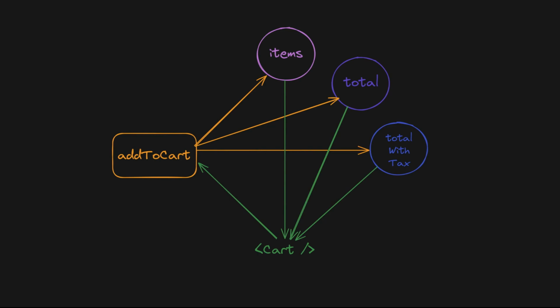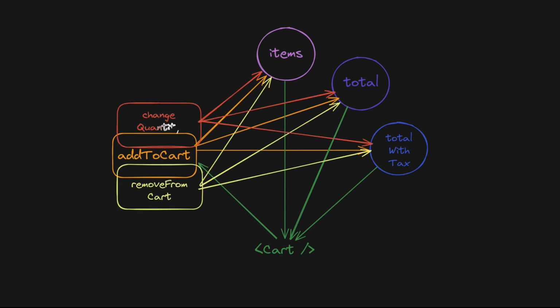Okay, but now we need to implement some more functionality. So let's say there's another controller, remove from cart, and change quantity. So a lot of things happening here, a bunch of controllers, and a lot of them all updating the same state. This is how MVC traditionally works.